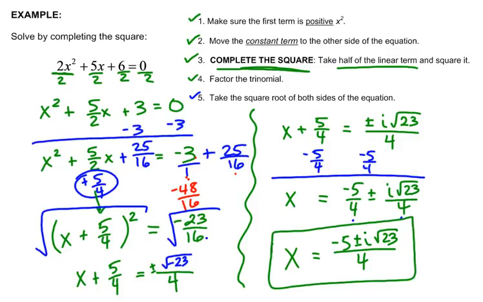Now remember, we're supposed to get two answers. This plus and minus here is where those two answers are coming from. You have -5 plus i square root of 23 over 4, and -5 minus i square root of 23 over 4. So we get our two answers through having that plus and minus there. That's why it's very important that we recall every time that we take a square root, we should put that plus and minus there on the right side of the equation to make sure we get our two answers.